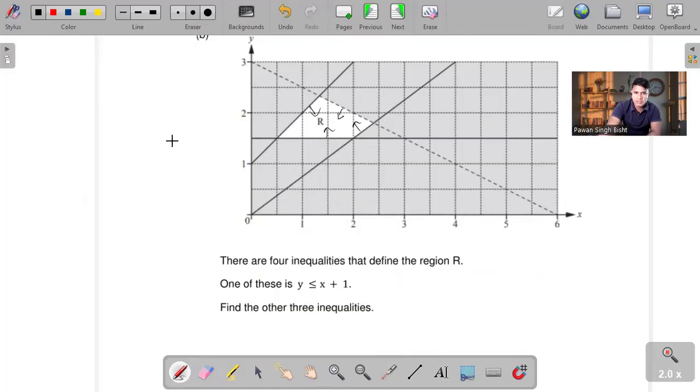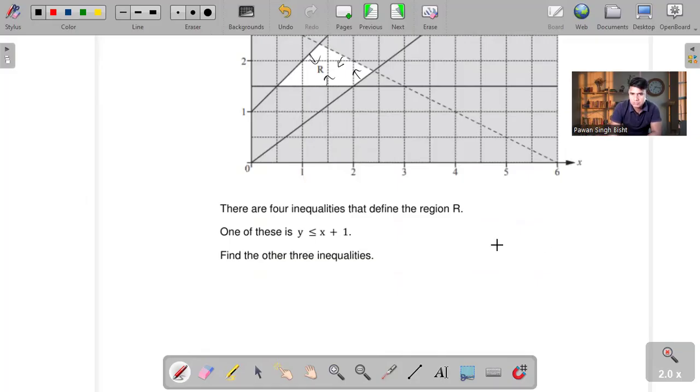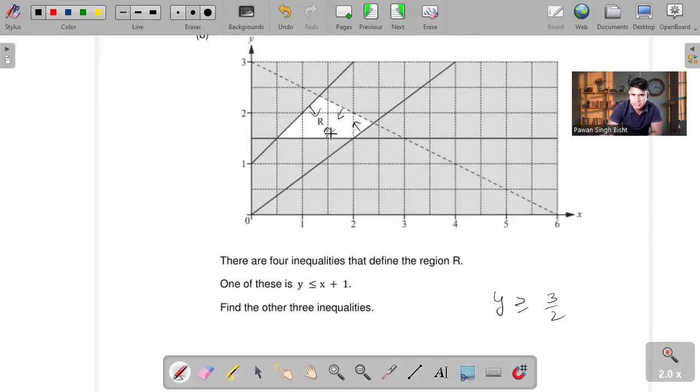So the first inequality: this line is parallel to the x-axis, right? So this equals y greater than or equal to 3 over 2, because the line is exactly between 1 and 2. Exactly between 1 and 2 is 1.5, and this is a solid line, and the region R is above it, right? So y greater than or equal to 3 over 2.